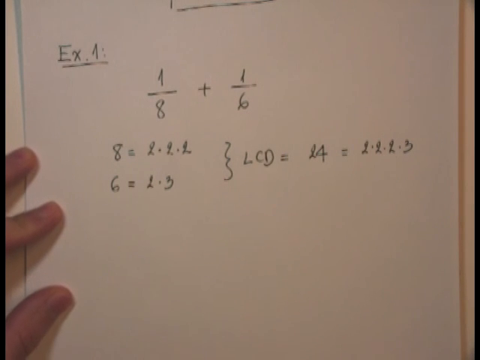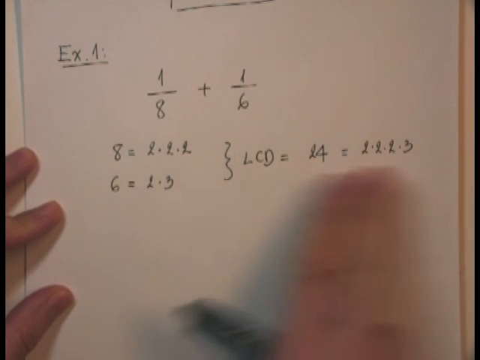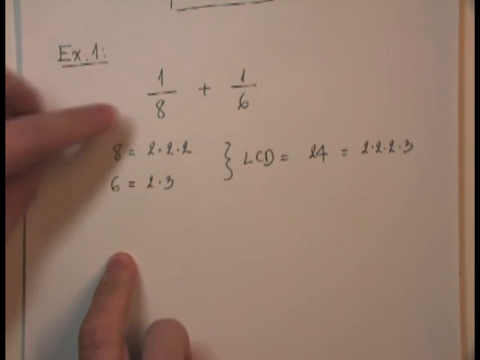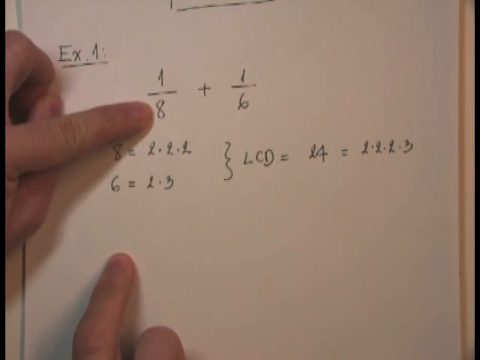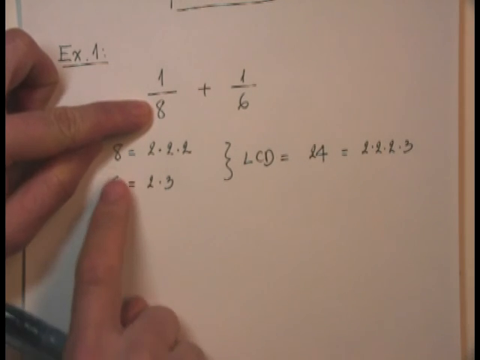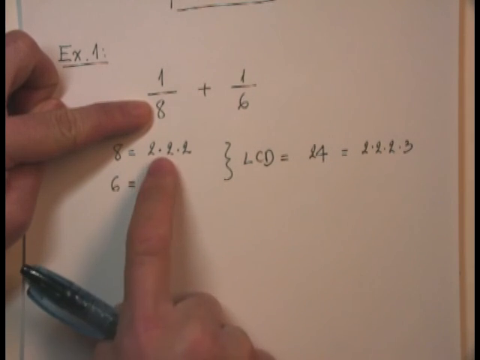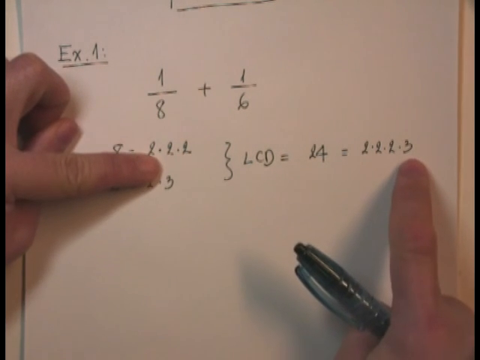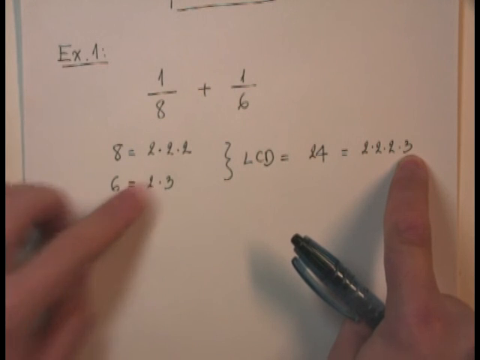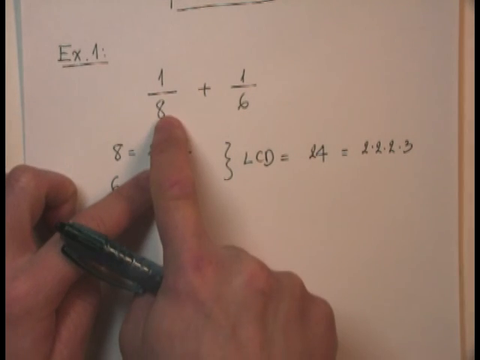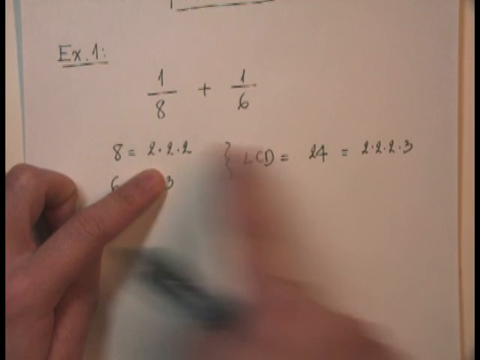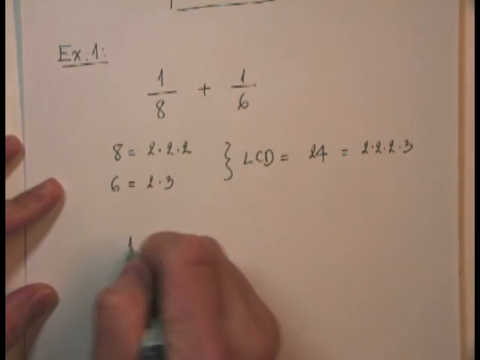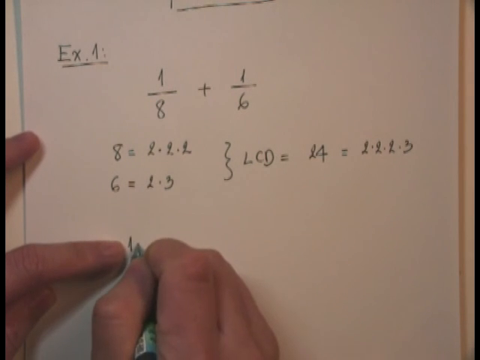Now, once you have found the LCD, you start looking back at your first denominator. In the first denominator, the prime factors are 2 times 2 times 2. If you compare that to the LCD, the 3 in the LCD is not a factor of 8. So now I'm going to multiply that 3 to the numerator of that fraction. The numerator is 1, and I multiply it by 3.